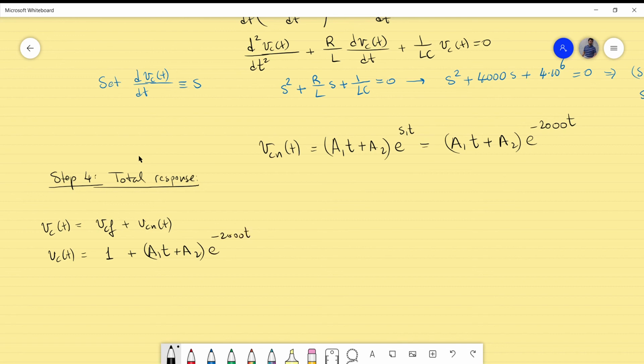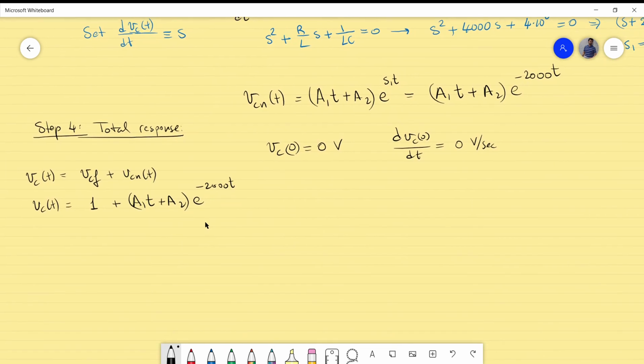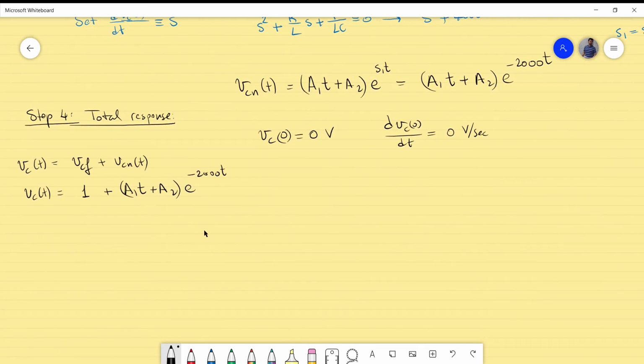Okay, so what are the initial values? Now we already know that the capacitor voltage at 0 is 0, so we can use this. And we know that the derivative of the capacitor voltage evaluated at 0 is also 0. And this is volt per second, and this is volt. So I will need this expression in my formula, and I will need this expression in my formula. So I have to take the derivative of this, such that I can fill in the 0, and I can set up the equations to calculate the unknowns, because I have 2 unknowns, so I also need 2 equations.